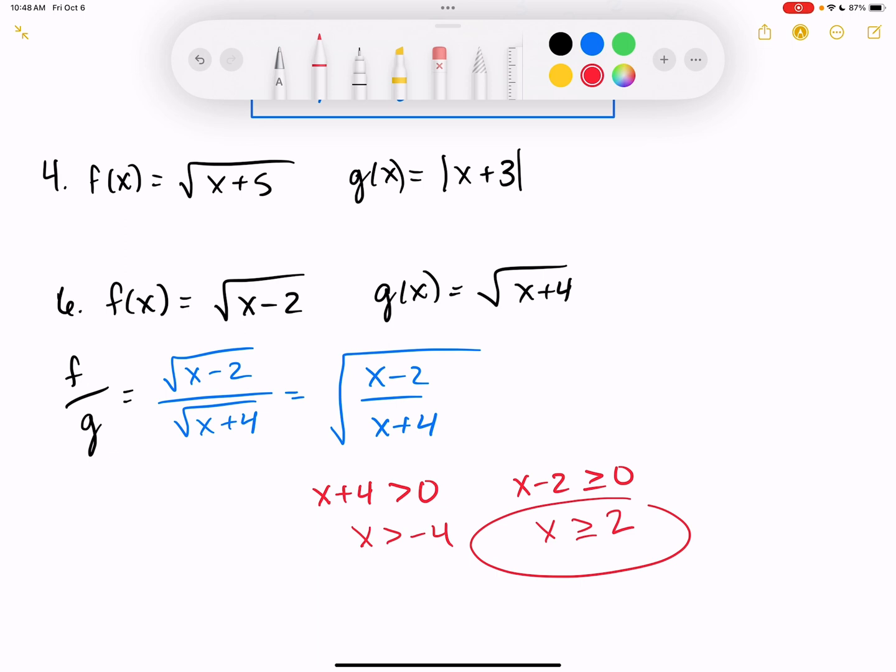So, for example, 0 is going to cause a problem. So our domain is going to be from 2 to infinity, and we actually are including 2 there because it's greater than or equal to.